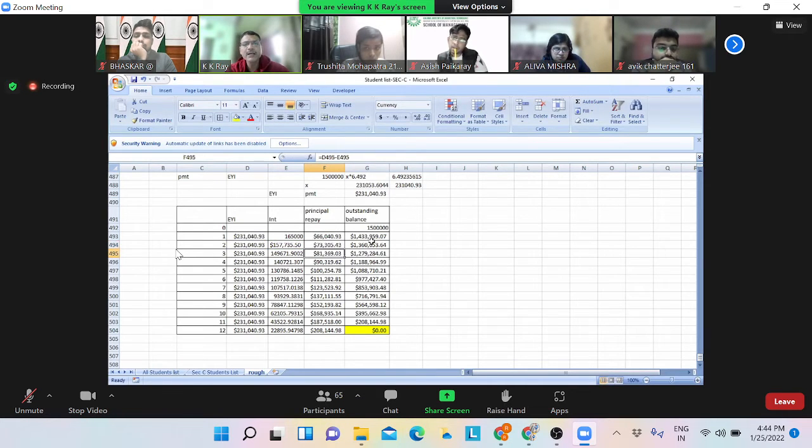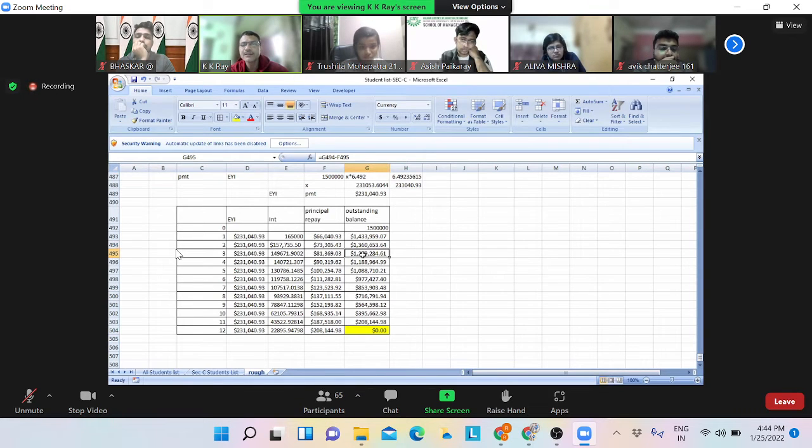So earlier my outstanding was this. Second year I paid this amount. So how much is the balance? Balance is reduced. Likewise, I calculated every year. So third year again, interest will be calculated on this amount. Then this minus this will be this amount. Then this amount minus this amount is my principal outstanding.